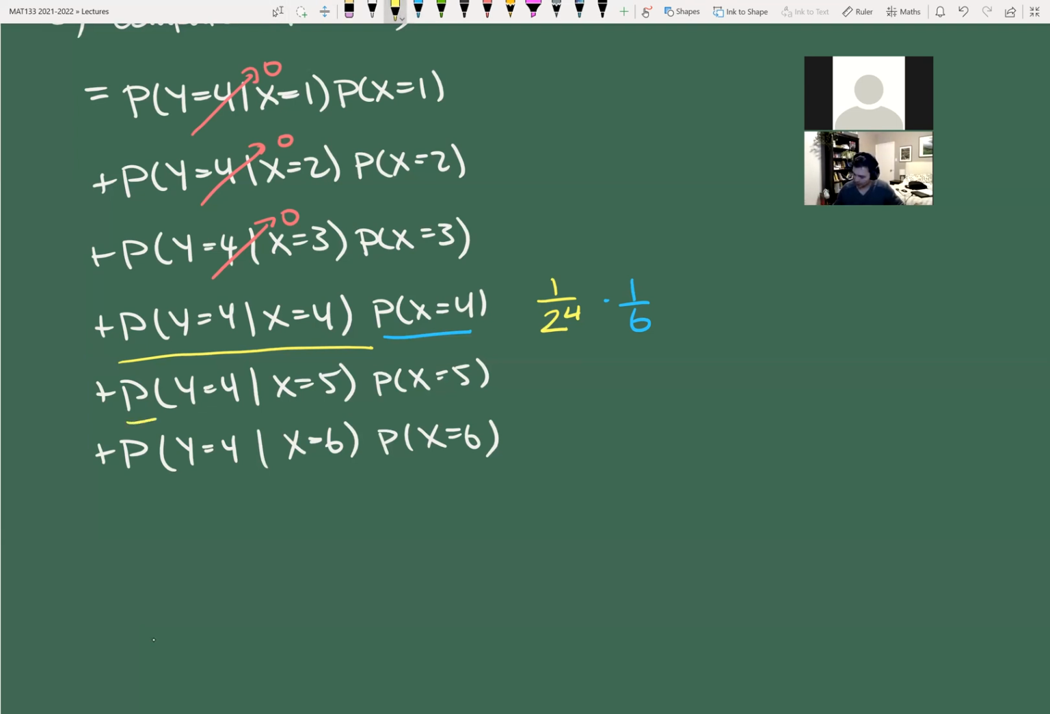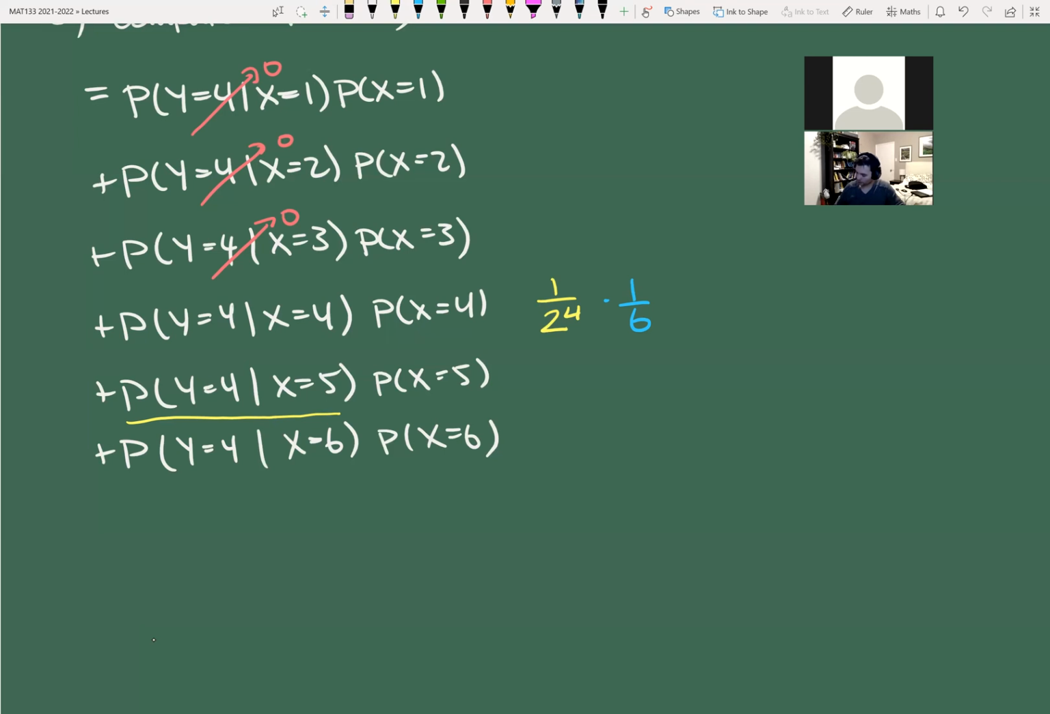Okay. What about this? Now, this says probability that x is 4. Yes, exactly. The probability that x is 4 is, if you roll the die, what's the probability that it comes up 4? It's 1 in 6 because the die is fair, right?